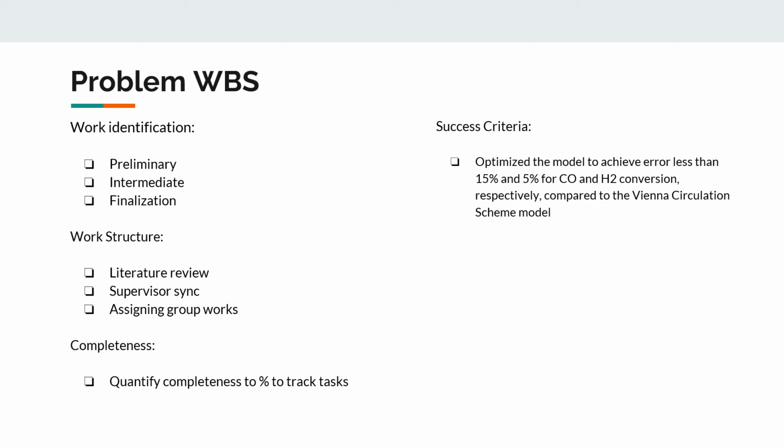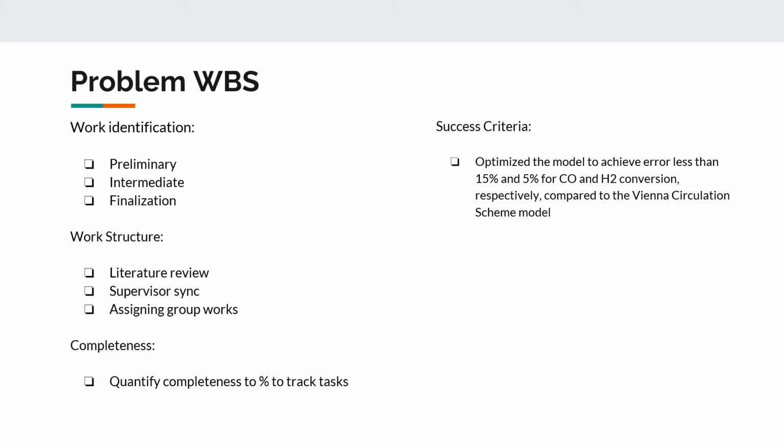Last of all, we'll have the finalization phase, which includes optimization models, exploring and carrying them out. That will take place around January to April. So the work structure will be mainly broken down into three parts. First is the literature review that needs to be completed by each individual member.